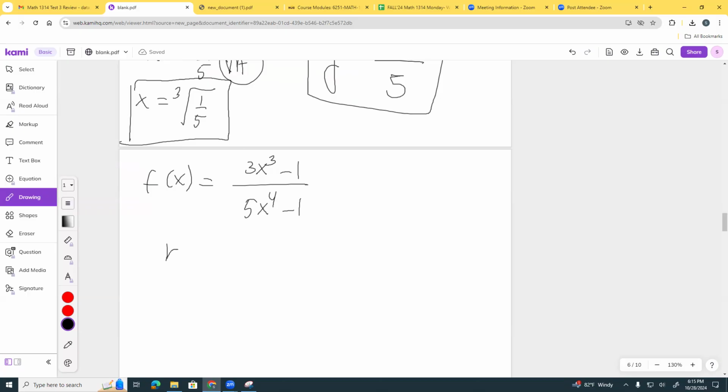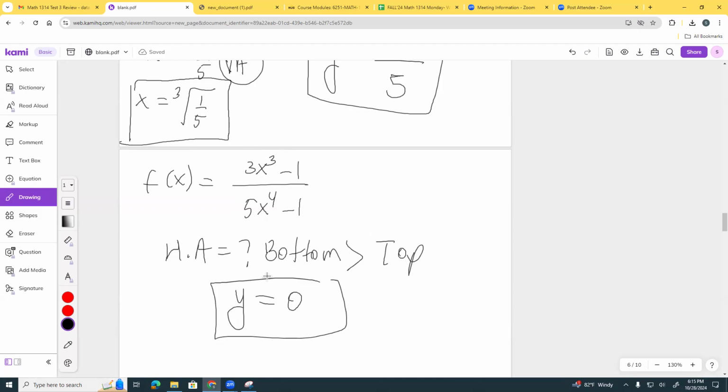Okay, for the horizontal asymptote in this case, because they no longer have the same degree, we go back to the other rule: the bottom has more degree than the top. Whenever the bottom has more degree than the top, you always have only this horizontal asymptote, which is y equals 0. We don't do the ratio, we don't do anything else anymore. The horizontal asymptote will always be y equals 0. There are 3 rules we covered in class.